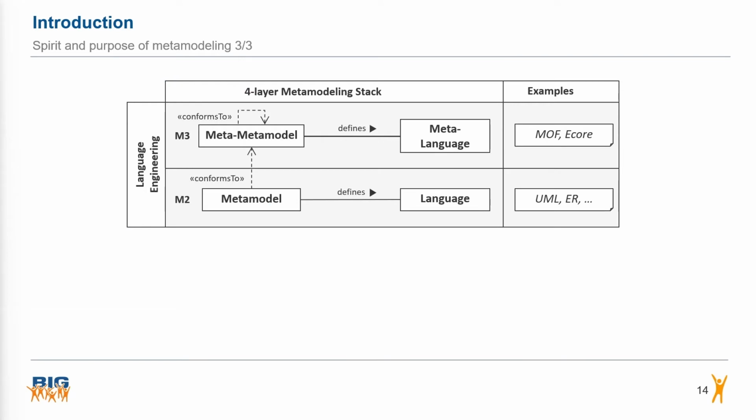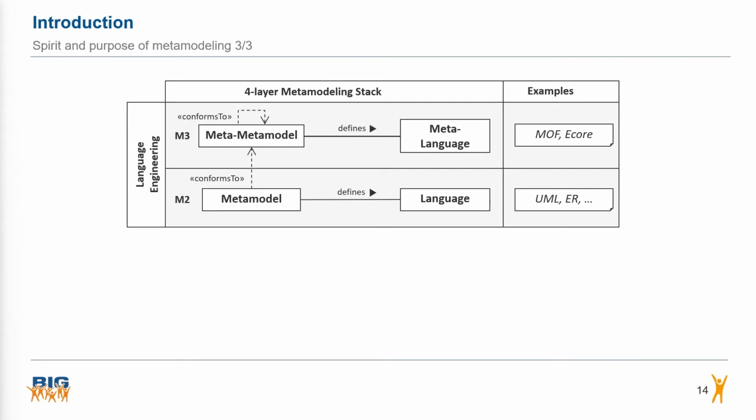So let's look at the Meta Object Facility hierarchy. We again have this four-layer metamodeling stack, where on the M3 level we have the meta meta model, which defines a meta language. In our case, of course, this is the MOF itself, the Meta Object Facility, or Ecore, as the technological implementation of MOF. On the M2 level, we then have an arbitrary number of possible meta models that all use the concepts defined in the meta meta model.